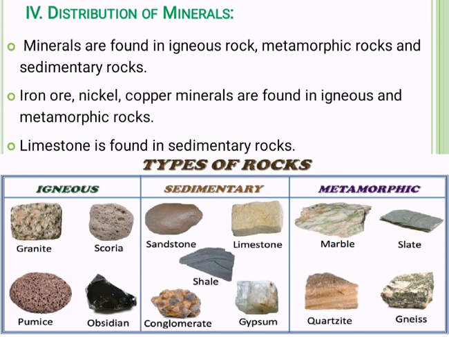From the igneous rocks we will get granite, scoria, pumice or obsidian. From the sedimentary rocks we will get sandstone, limestone, or gypsum. From the metamorphic rocks we get marble, slate, quartzite, gneiss, etc.